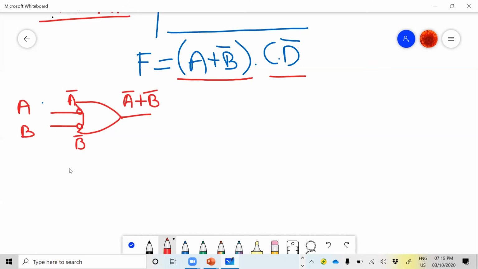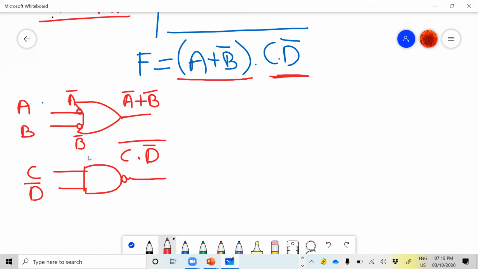Okay, what about the second, C dot D complement? Which representation should I use? First one or second one? First one. C and D complement. So what will I be getting here? C dot D complement. Okay, I told you we have to make sure that whatever we have under the bar should have the same. So we got it like that.